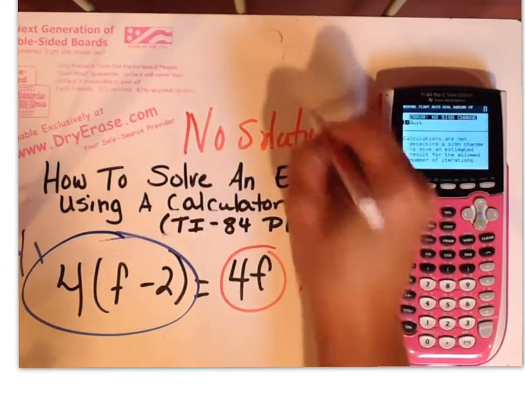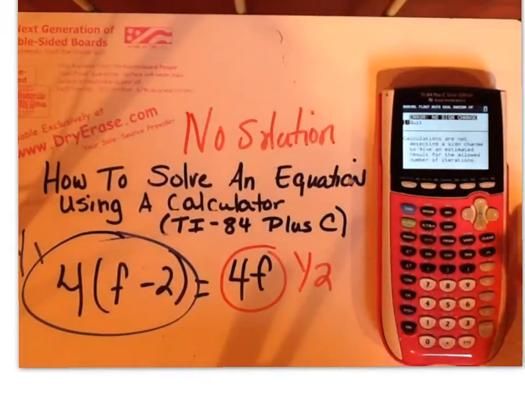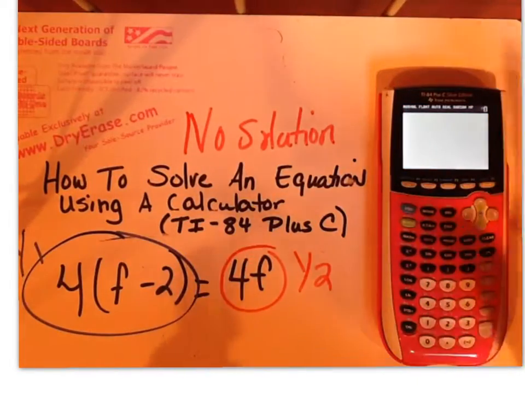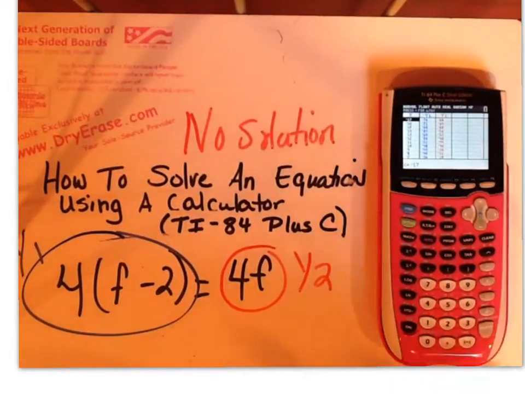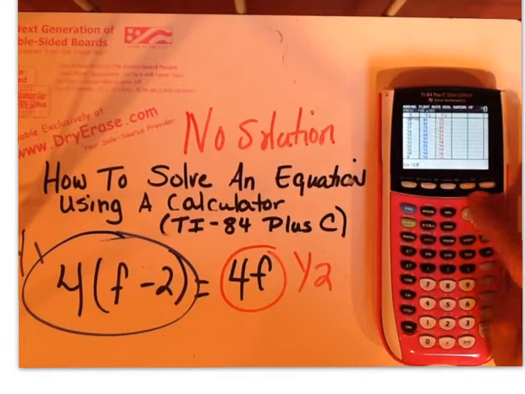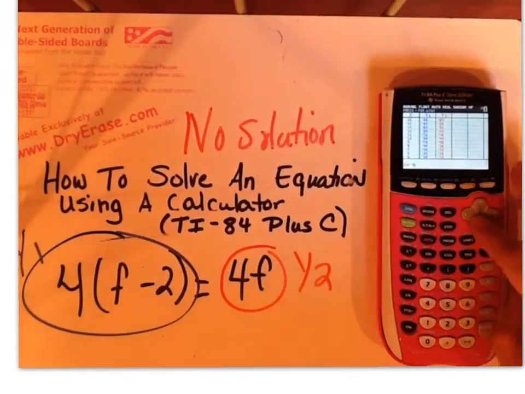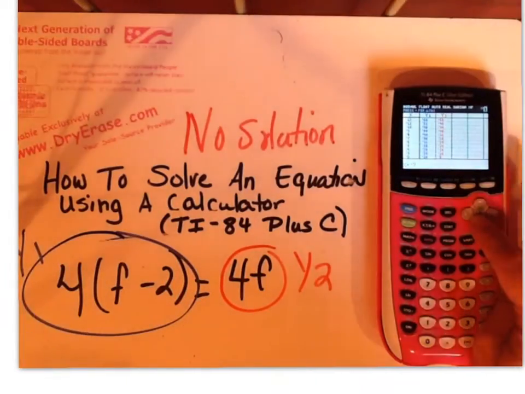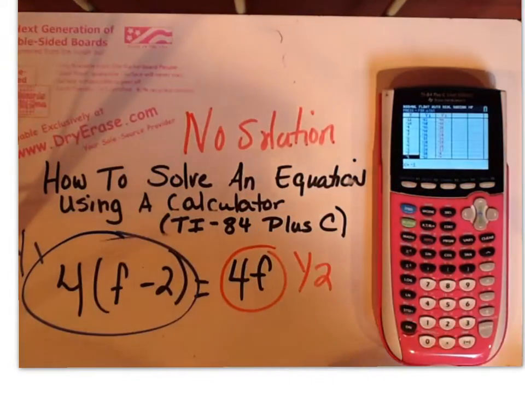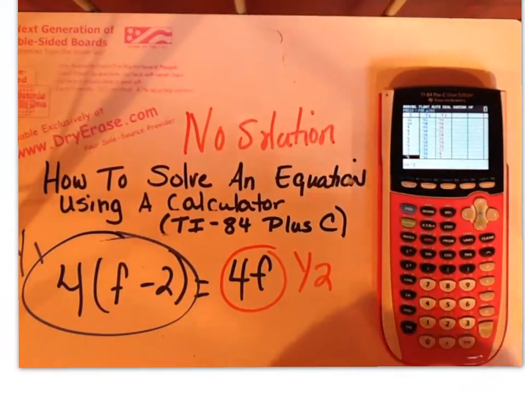No number is going to satisfy this equation. And if you look at your table here, you can go up and down as far as you want, and those Y1 and those Y2 values are never going to be the same. That's another way you can tell that it is no solution. So that's how you solve an equation on the calculator.